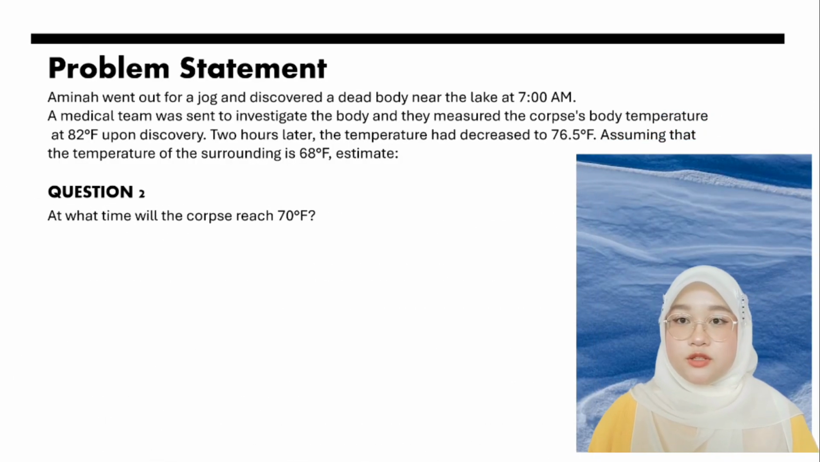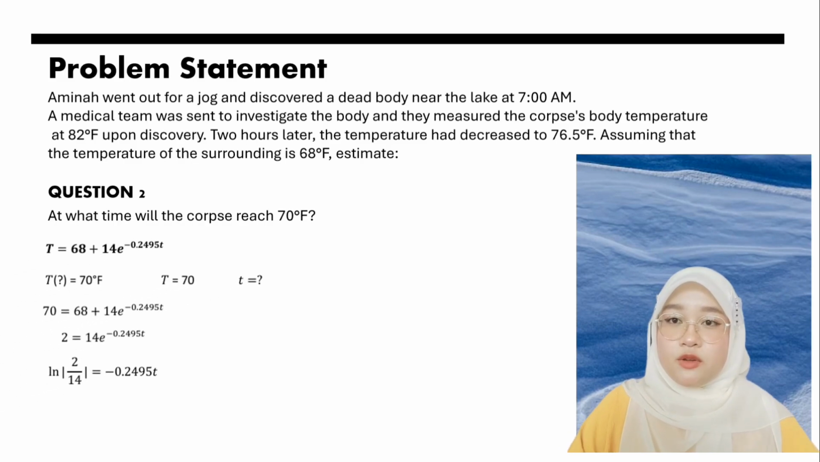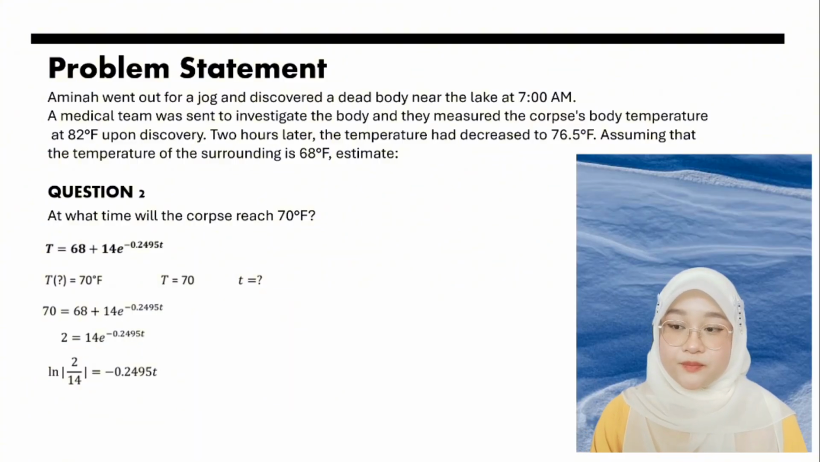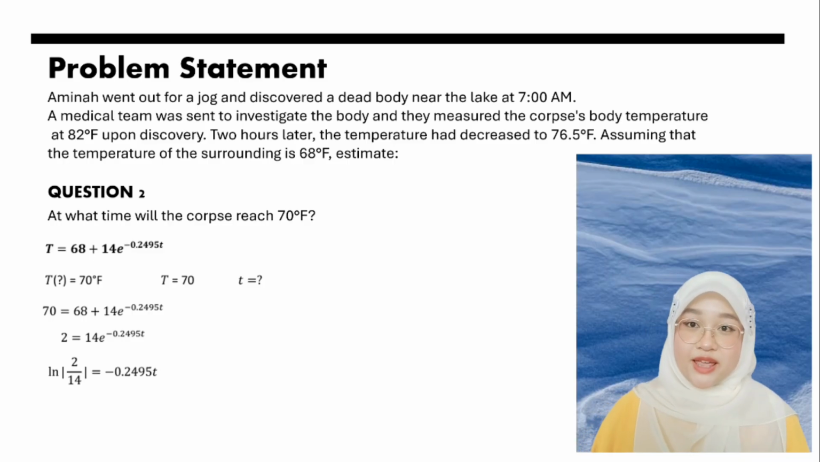Now, let's move on to the second question. At what time will the corpse reach 70 degrees Fahrenheit? For this question, we will use the same formula we found earlier, which is T equals 68 plus 14 times e to the minus 0.2495 t. This equation tells us the body temperature at any time t hours after 7 a.m.